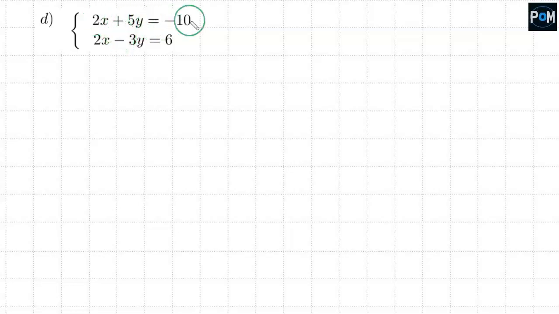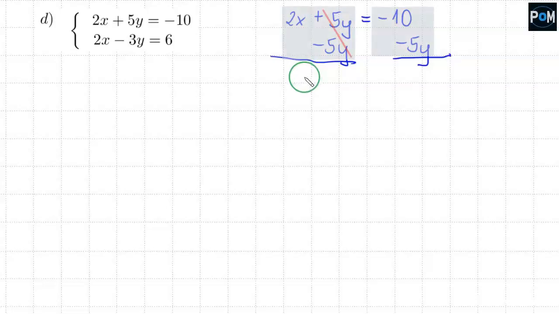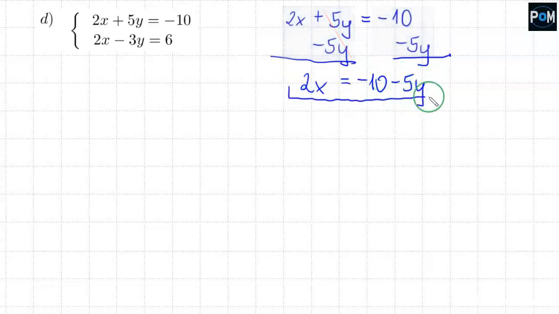If I take the top equation, and I'll subtract 5y from both sides of this equation, it will make it that 2x equals negative 10, subtract 5y. I'll underline this and mark it with a star. And that's because in the second equation, I also have 2x. I don't always have to bring it to the form of x equals something or y equals something. This time, that rule won't apply here.